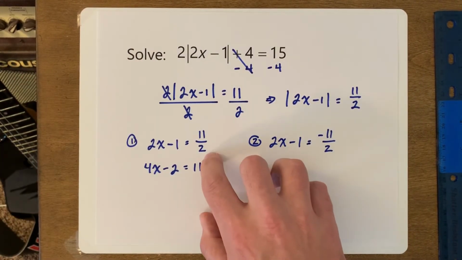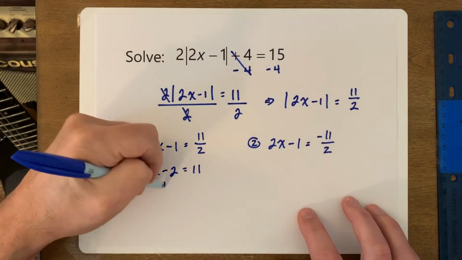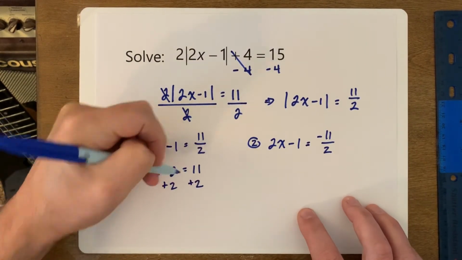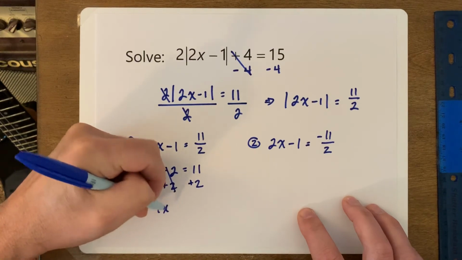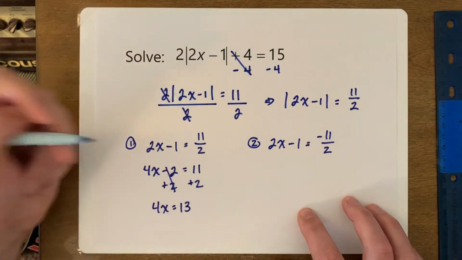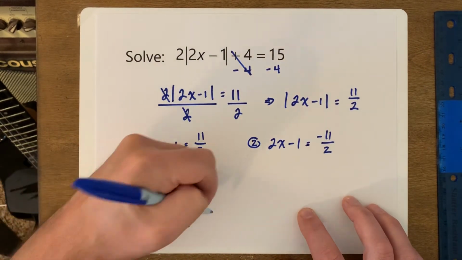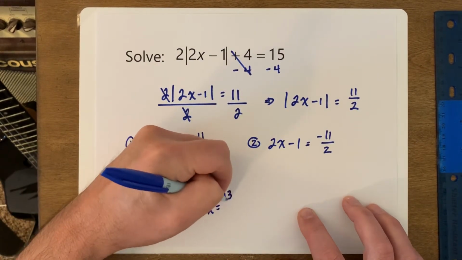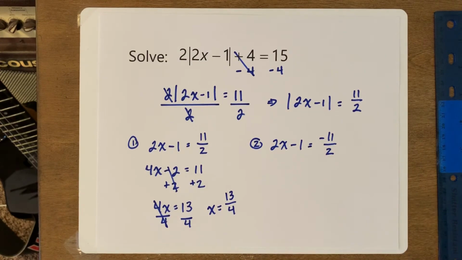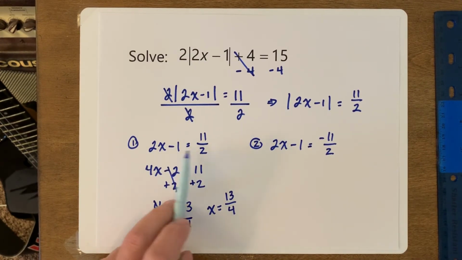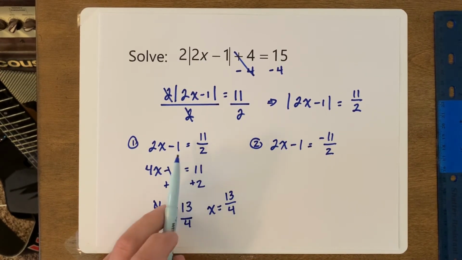That 2 goes away right there. Add 2 to both sides. Bring down my 4x. That's going to be equal to 13. Divide by 4. And I get x is equal to 13 over 4. Okay, it's a fraction, but at least I didn't have to start dividing and adding fractions over here.